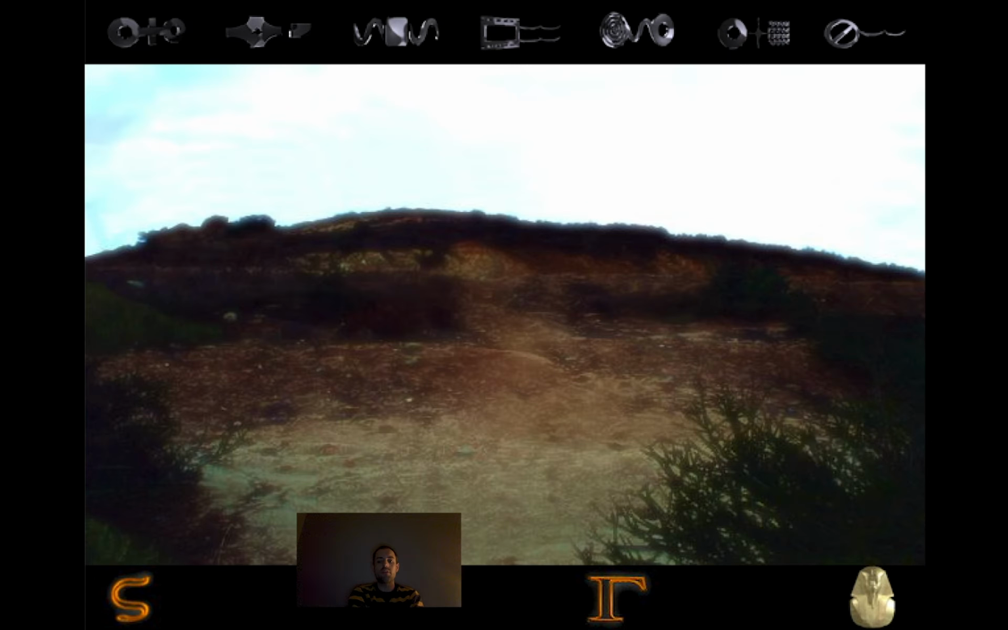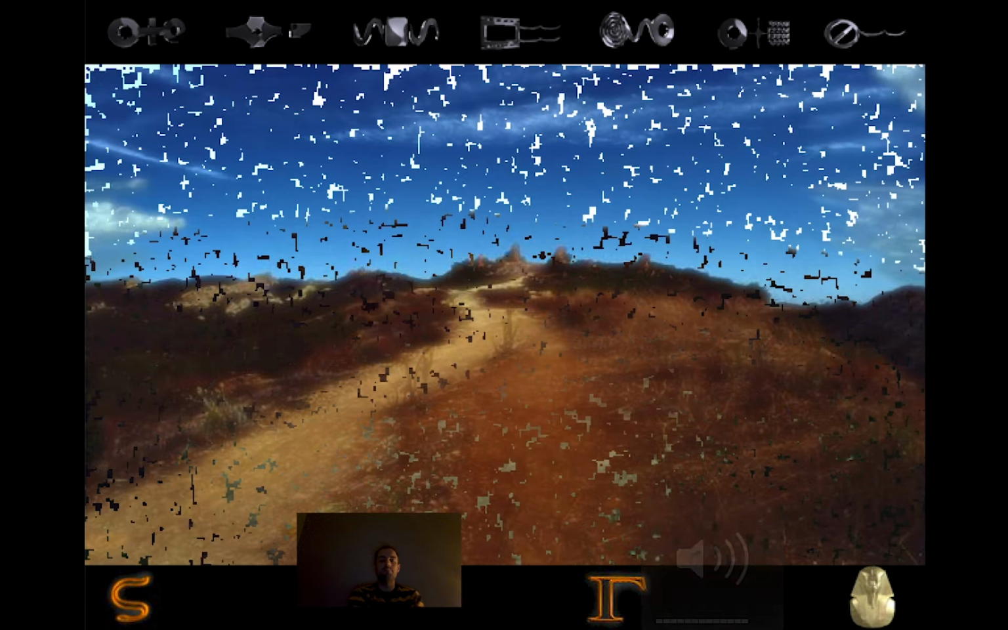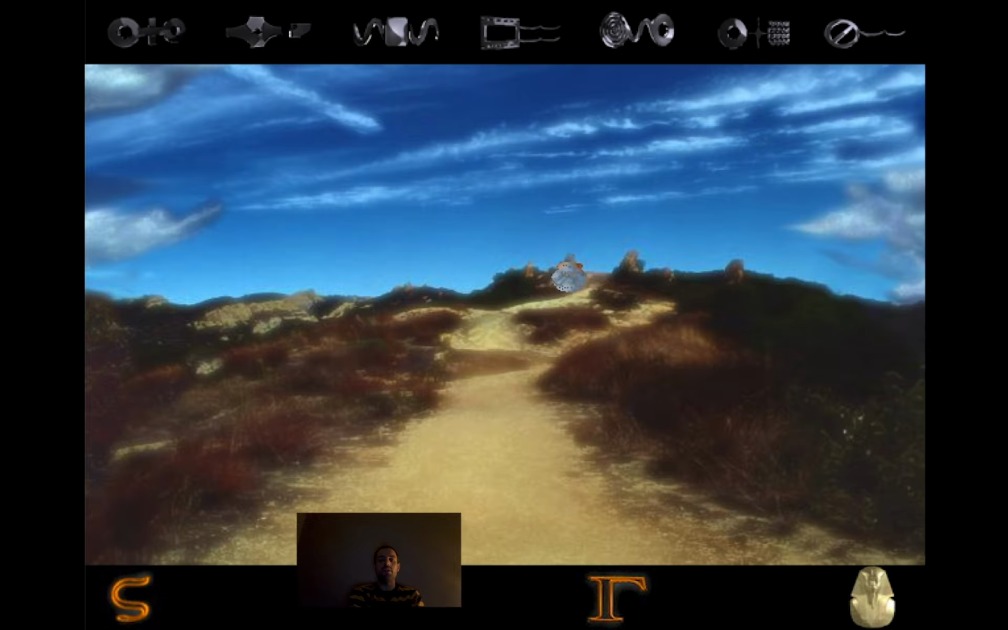Okay, I'm going to have Tut teleport us back to the beginning now. And now we can access some of these different areas.